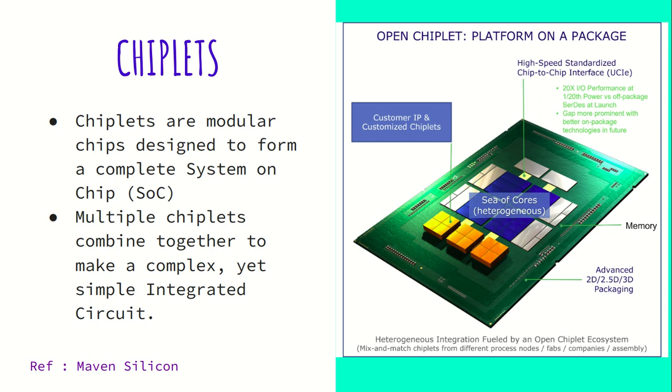Chiplets. Chiplets are modular chips designed to form a complete system on chip. Multiple chiplets combine together to make complex yet simple integrated circuits. Chiplets are considered to be a substitute for the multi-core processor in the modern world. On the right, you can find chiplets in golden or yellow color. These are chiplets on a package.